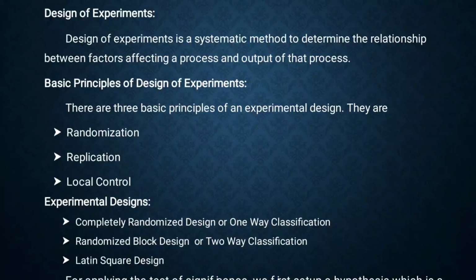Now let us see a few important experimental designs. One is completely randomized design, which is otherwise called one-way classification. Next one is randomized block design, which is otherwise called two-way classification. And the third one is Latin square design. So here we will see the working rule for one-way classification and a problem based on it.